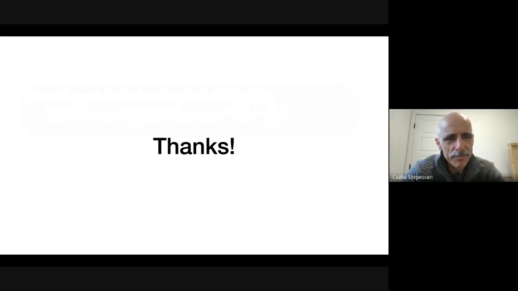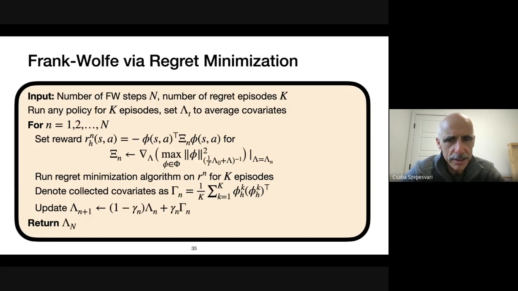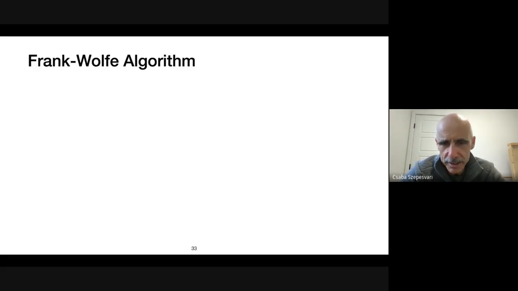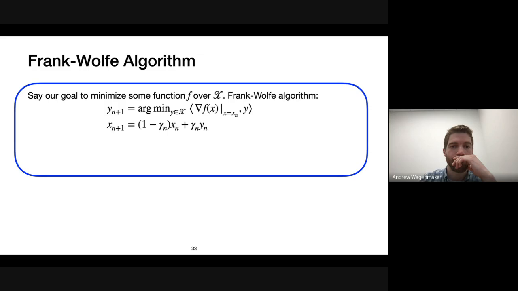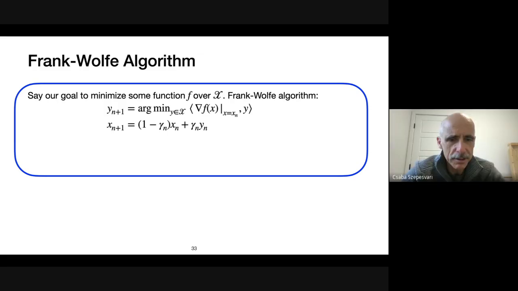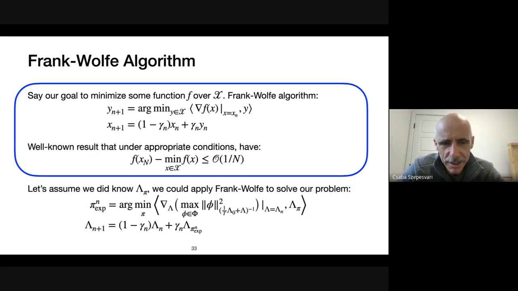There was something going on with this Frank-Wolfe: in the Frank-Wolfe algorithm, the y's and x's live in the same space in a way. In your version, we are going between policy space and then covariate space, and that was quite a leap for me.